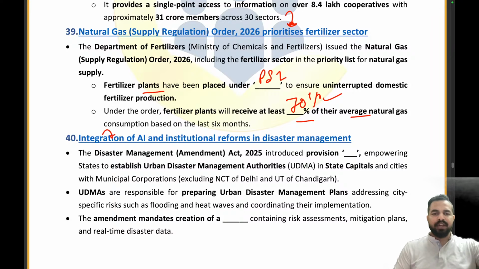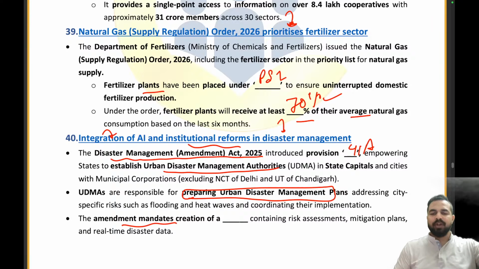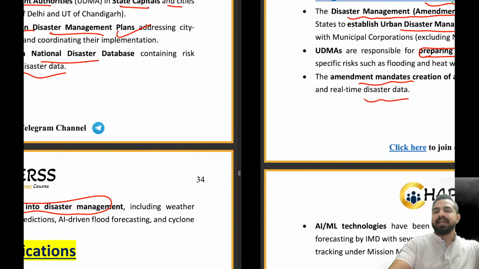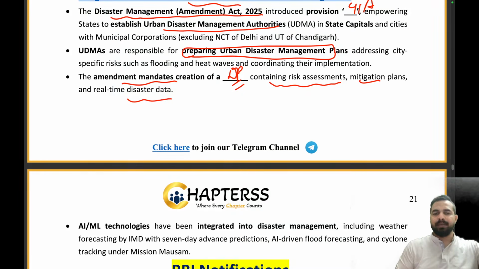The integration of artificial intelligence and institutional reforms in disaster management. The Disaster Management Amendment Act 2025 introduced provision 41A, which empowers the states to establish urban disaster management authorities. The UDMAs are responsible for preparing urban disaster management plans. The amendment mandates creation of a database containing the risk assessments, mitigation plans and real-time disaster data. So we are talking about the disaster plans, right? It mandates the creation of a national disaster database, my dear friends. National disaster database.